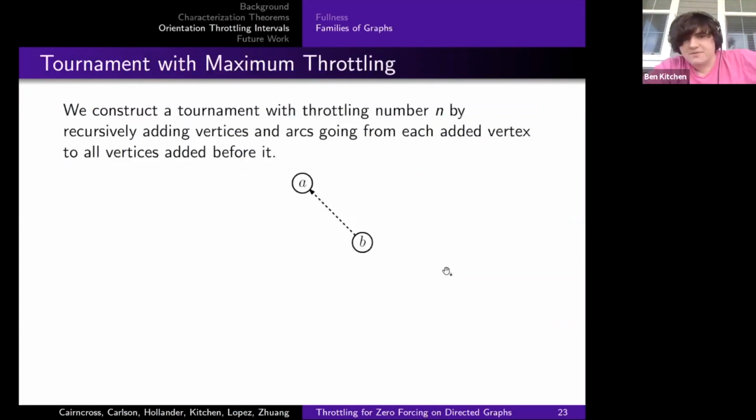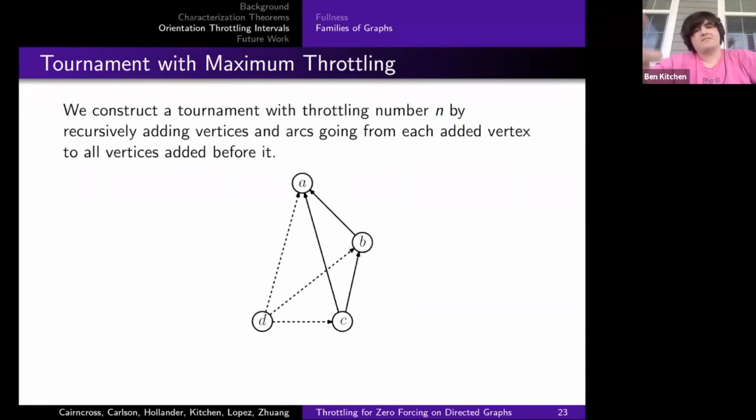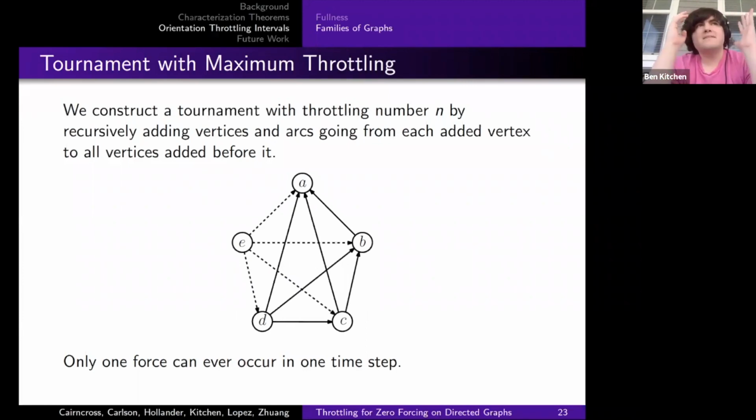To do that, start with a vertex A, add a vertex B, such that A is an outneighbor of B. We repeat this process, add a vertex C, such that B and A are both outneighbors of C, and repeat until you have as many vertices as you would like. If 2 vertices can perform a force at the same time in this orientation, you can convince yourself that those 2 vertices would have to be forcing the same unfilled vertex by how this graph was constructed. Therefore, during every time step, a maximum of 1 force can occur, so it follows that the throttling number has to be n, and we cannot throttle this graph any faster.